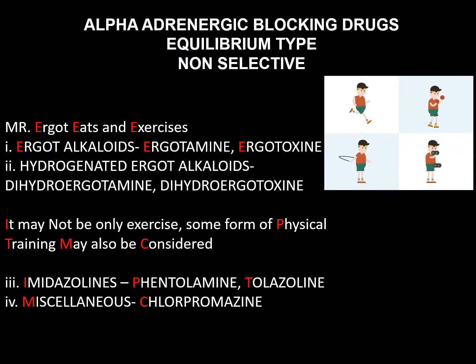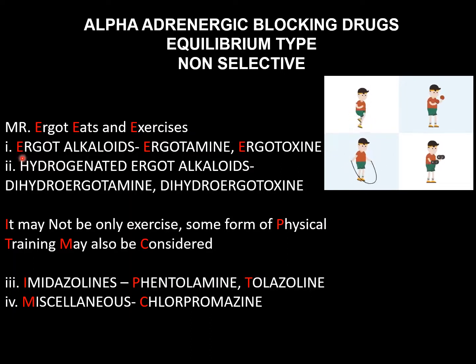Now coming to alpha adrenergic blocking drugs, equilibrium type, non-selective. Here for the non-selective, it is Mr. Ergot. Here, Mr. Ergot eats and exercises. So ergot alkaloids, ergotamine, ergotoxine. So EEE, ergot alkaloids, ergotamine. Exercise, this E is ergotoxine.